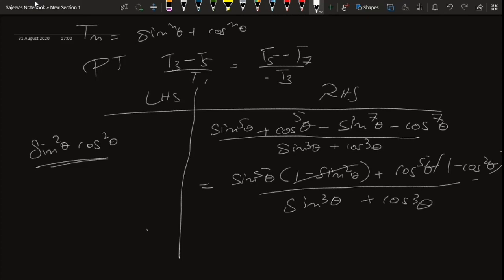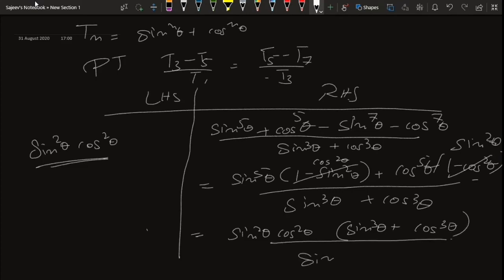So this is cos square theta, 1 minus cos square theta is sin square theta. What's common? I have a sin square theta cos square theta common, right? So if I take sin square theta cos square theta common, my numerator becomes sin square theta cos square theta into sin cube theta plus cos cube theta, and in the denominator also I have a sin cube theta plus cos cube theta.